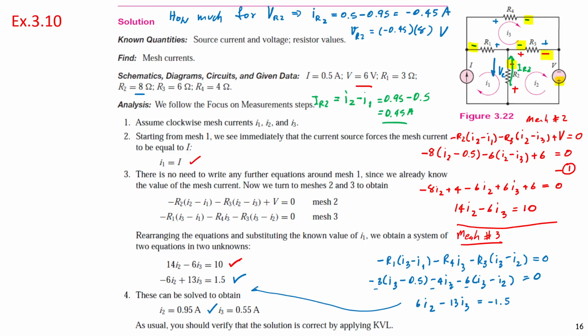After you get I2 and I3, you can find out all the voltages across the resistors. You can also obtain the voltage across the current source, which we don't know yet. By taking KVL, you get the voltage across the current source.